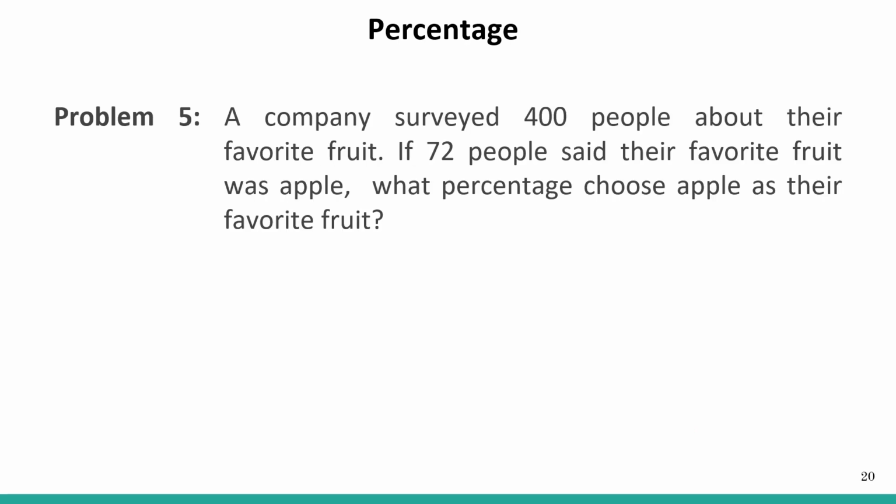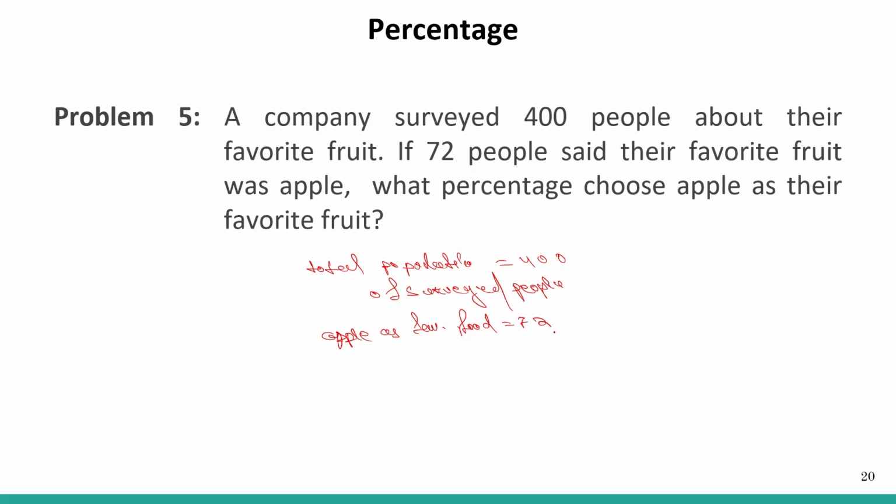So let's see problem number 5. A company surveyed 400 people about their favorite fruit. 72 people said that their favorite fruit was apple. So the total population surveyed in that company is equal to 400. They were surveyed about their favorite food. 72 people said their favorite food was apple. Apple as favorite food was equal to 72.